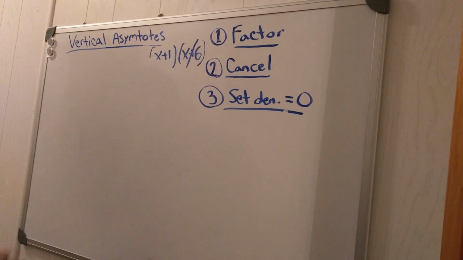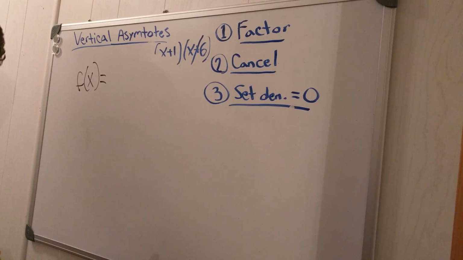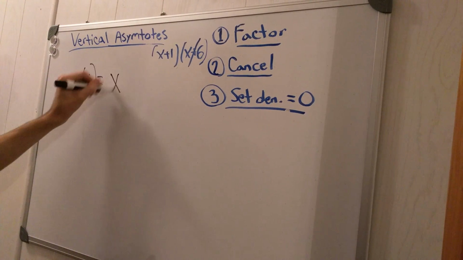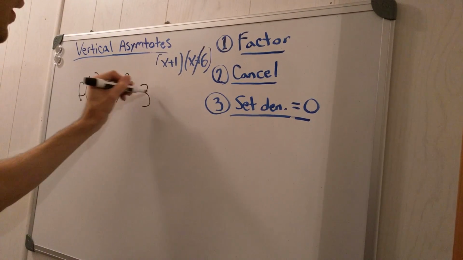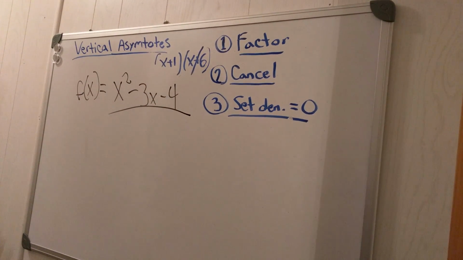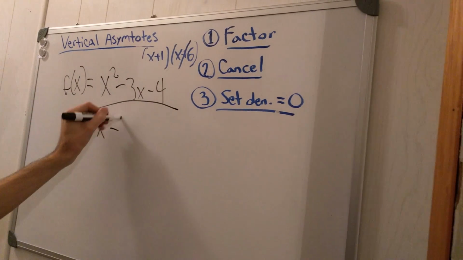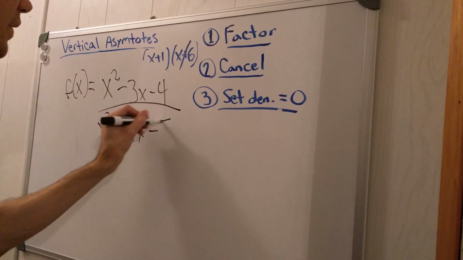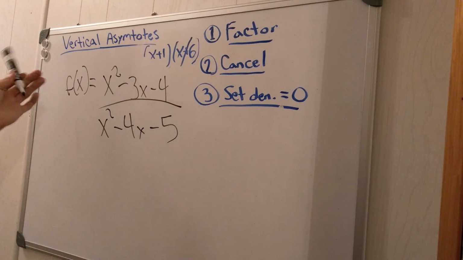Now, if we have a function f of x equals x squared minus 3x minus 4 all over x squared minus 4x minus 5. Okay, we go to step 1 and we're going to factor.